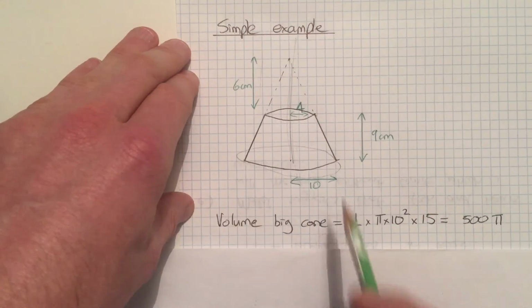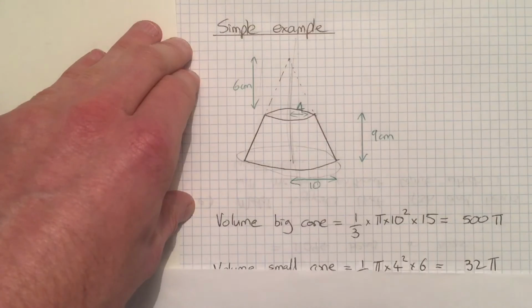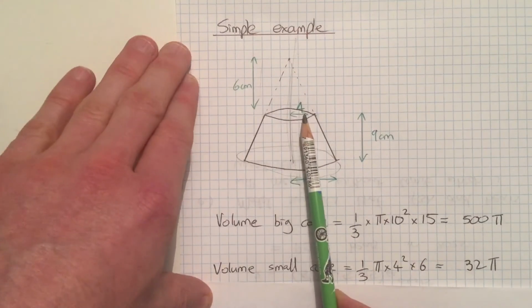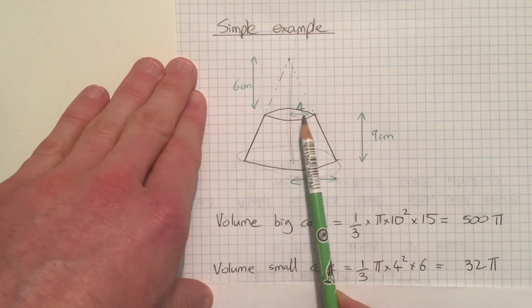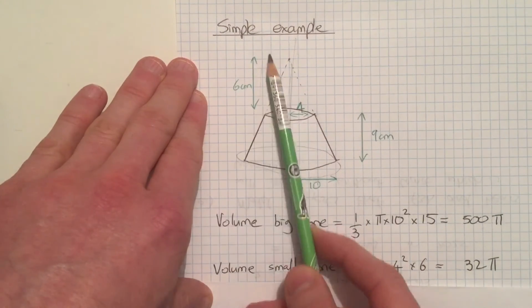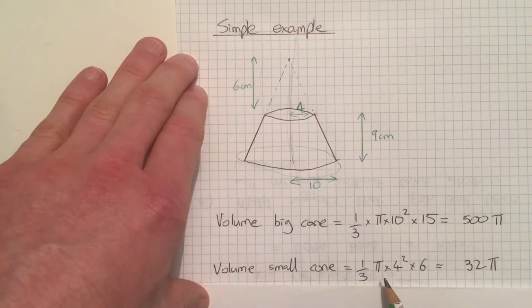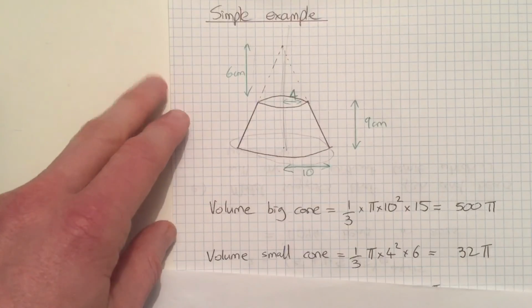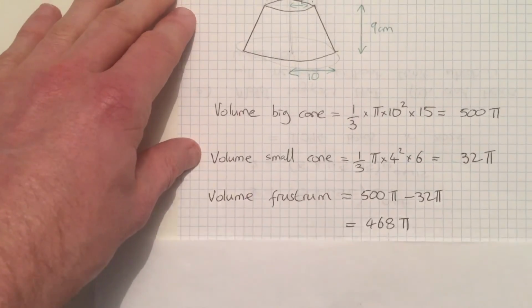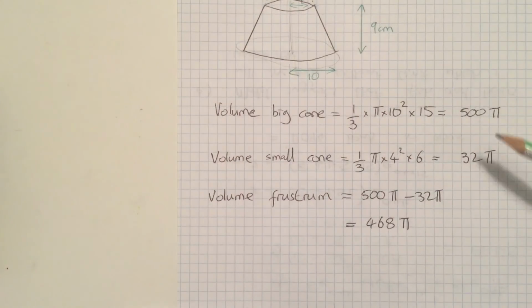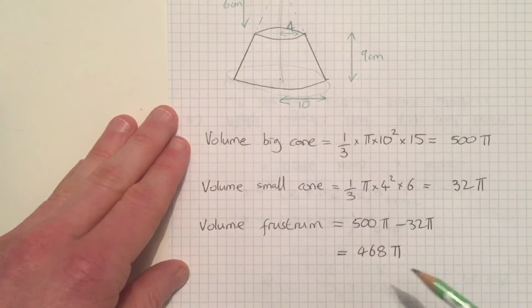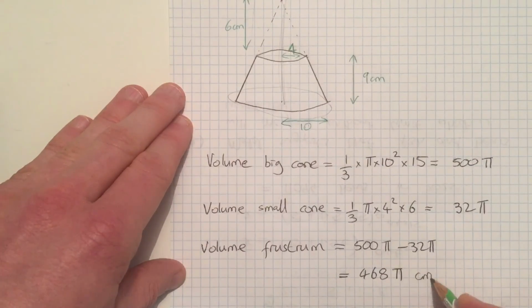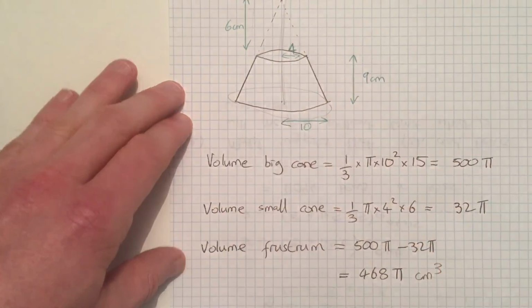I'm now going to work out the volume of the small cone. So that's the cone just on the top there. So again, same formula, but this time the radius of the circle on the base is 4 and the height is just 6. So 1/3 times pi times 4 squared times 6 gives me 32 pi. So the volume of the frustum is the big cone, take away the small cone, which is 468 pi centimeters cubed. So that's the volume of this frustum.